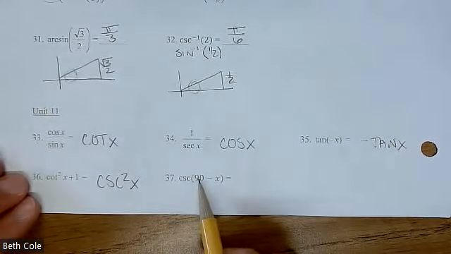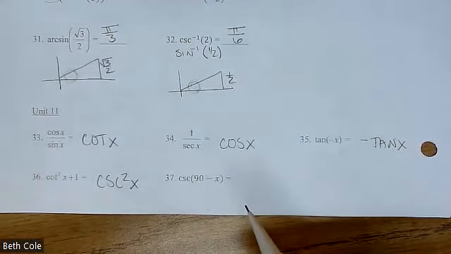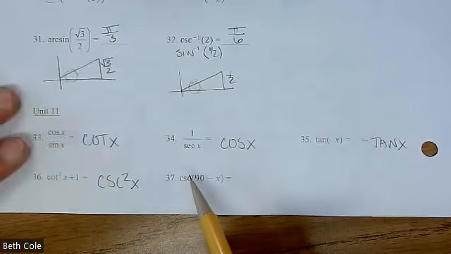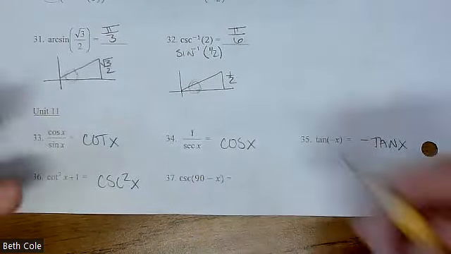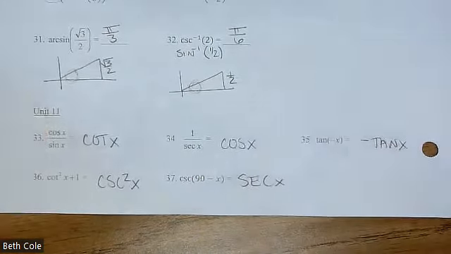All right, and then when it's 90 minus, you just add or remove a co, and this is why I harped on and on about you saying them correctly. This is cosecant, so if you just remove a co, it's secant. So the 90 minus, you just add or remove a co.